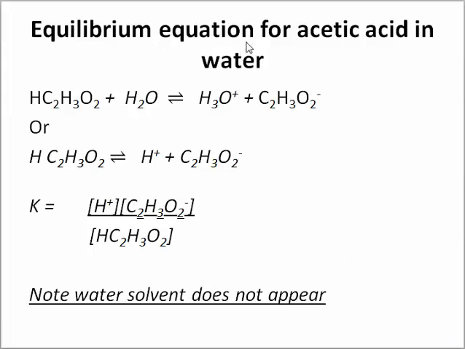So here is the equilibrium equation for acetic acid and water again. Acetic acid and water goes to hydronium and acetate, or acetic acid goes to H plus and acetate. And again, these two are different ways of writing the same process. At equilibrium, the constant K is equal to H plus concentration times acetate concentration over acetic acid concentration.